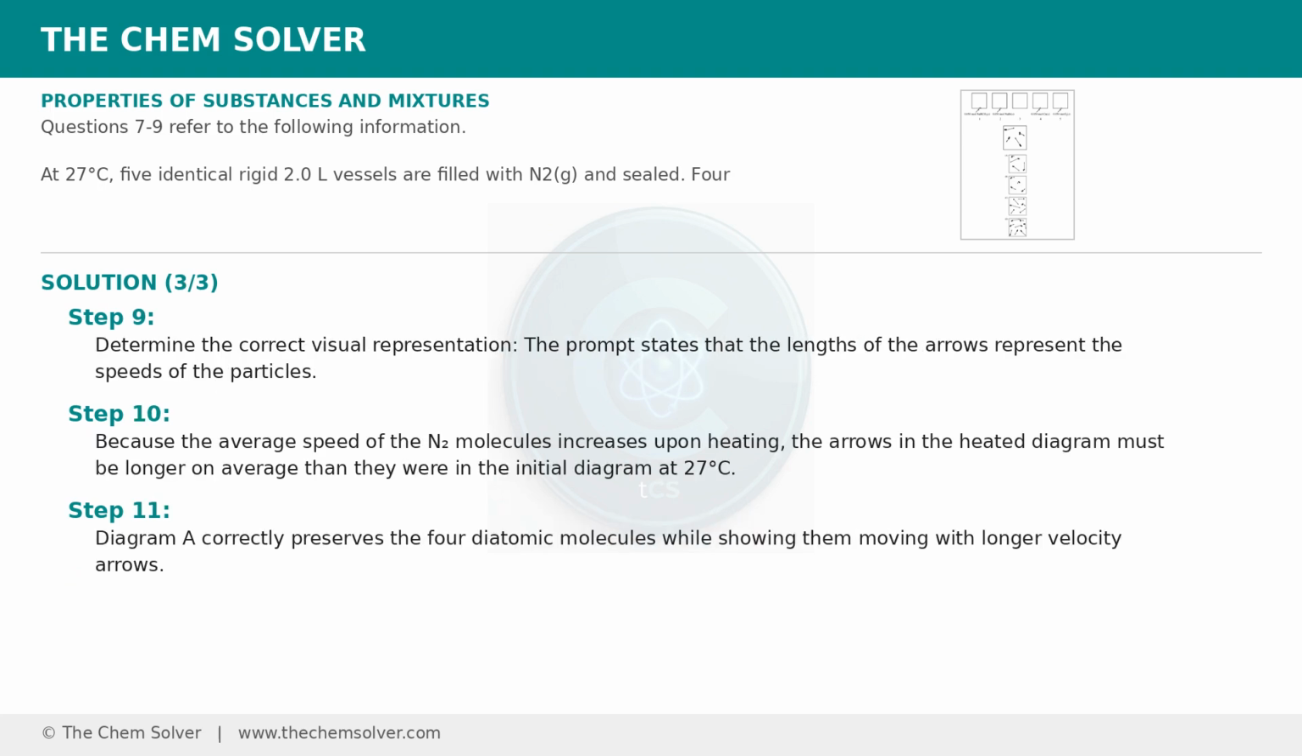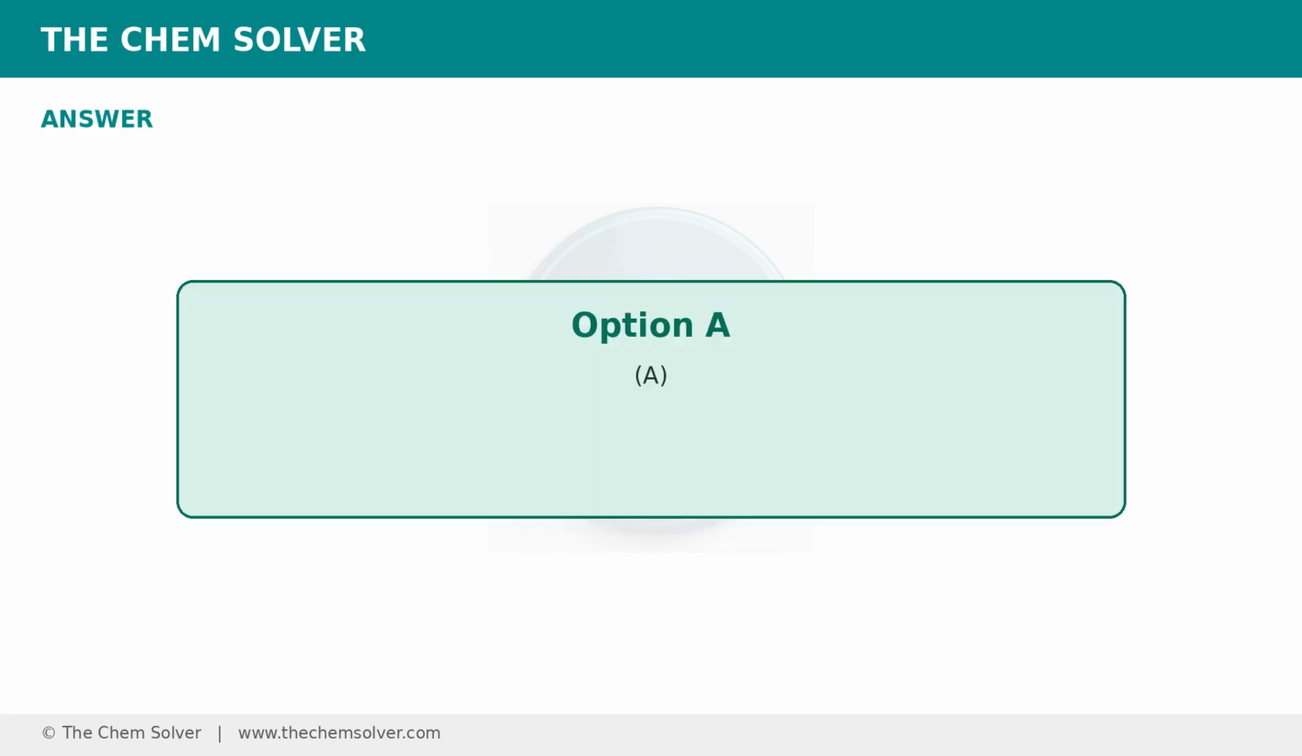Determine the correct visual representation. The prompt states that the lengths of the arrows represent the speeds of the particles. Because the average speed of the N2 molecules increases upon heating, the arrows in the heated diagram must be longer on average than they were in the initial diagram at 27 degrees Celsius. Diagram A correctly preserves the 4 diatomic molecules while showing them moving with longer velocity arrows. The correct answer is option A.